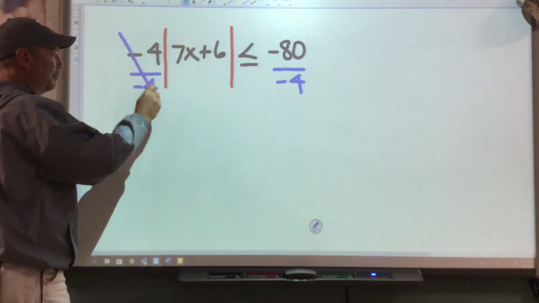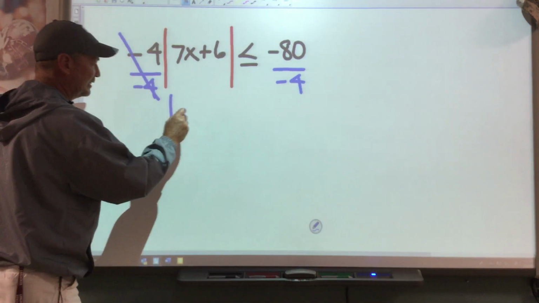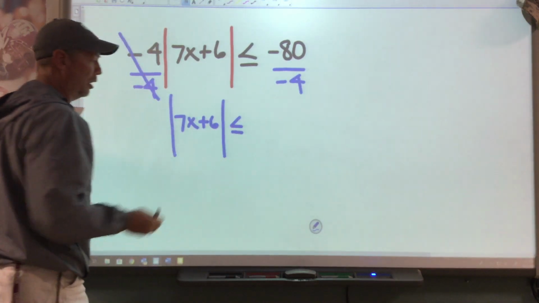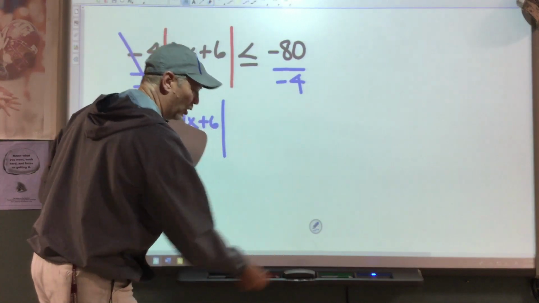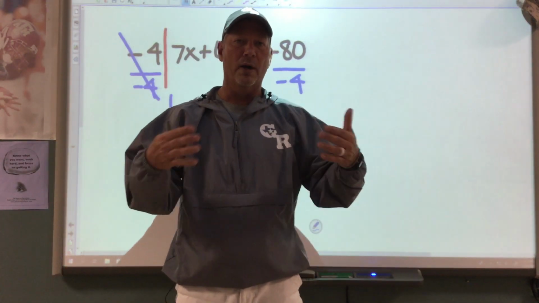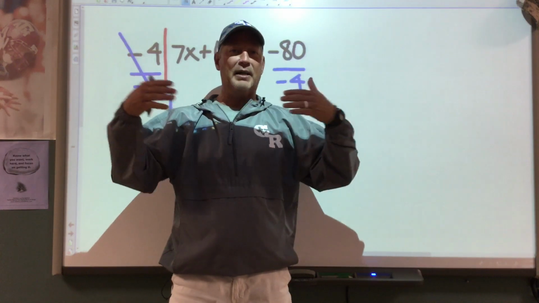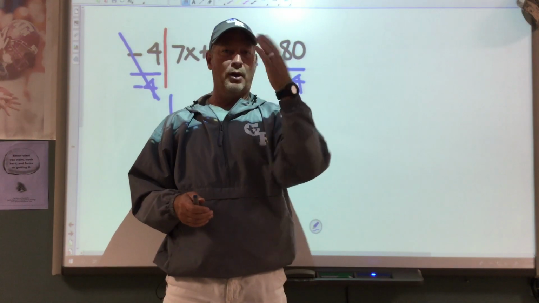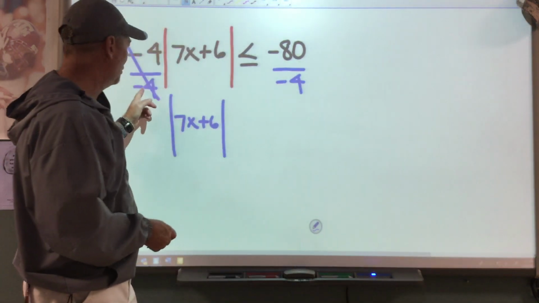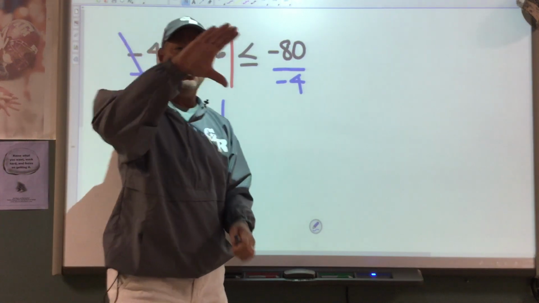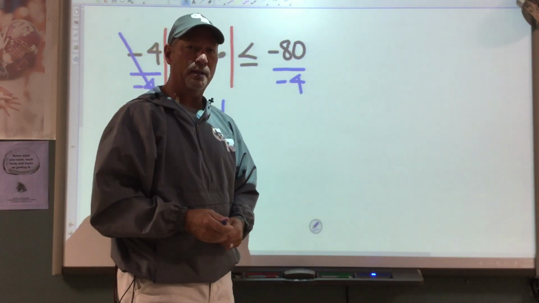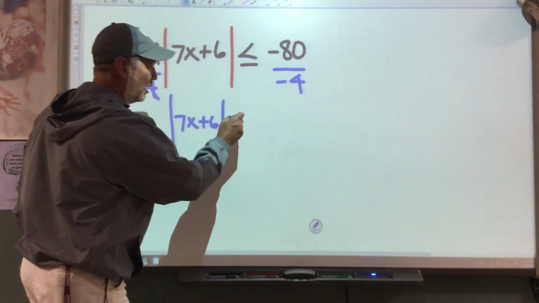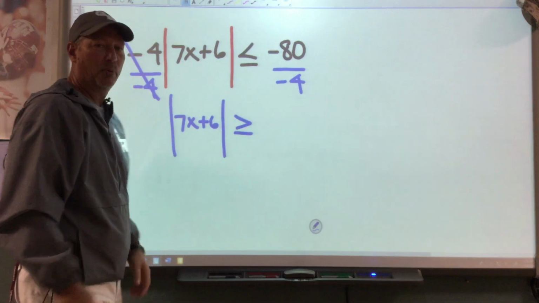This will cancel. That's going to leave me with 7x plus 6 is less than or equal to, hang on a second. Do you remember the rules? What are the rules about dividing both sides by a negative or multiplying both sides by a negative? What is the rule with your inequality symbol? Well, if you divide both sides by a negative, you need to flip your inequality symbol the other way. So since we're dividing by a negative, this is going to turn around and point the other way.